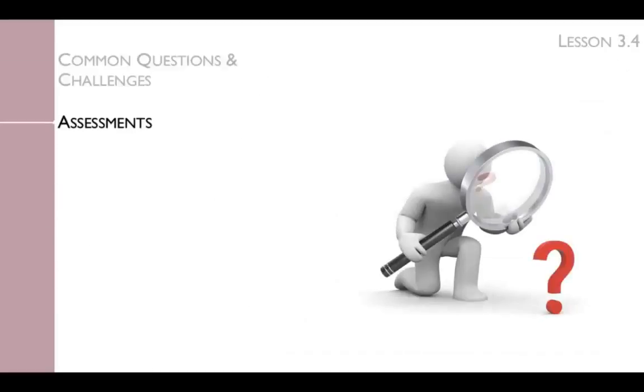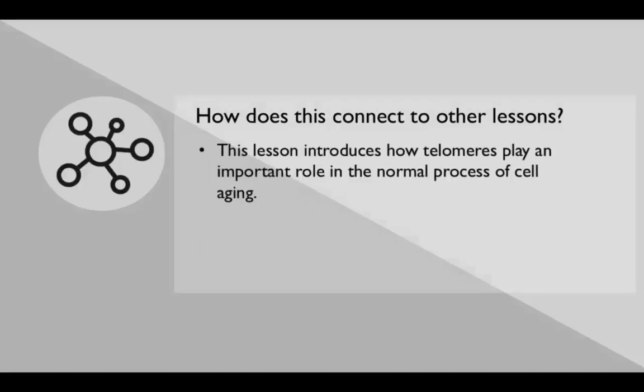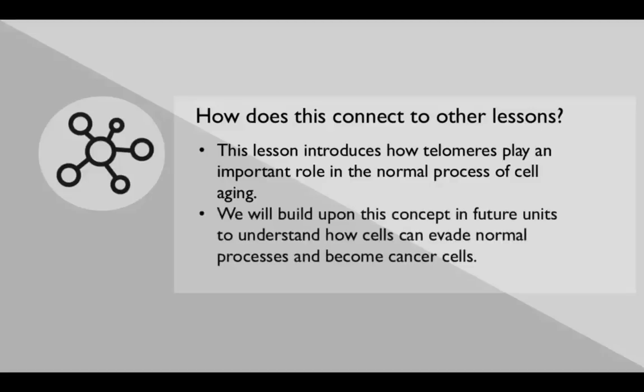At the end of the lesson, collect the lesson worksheets to assess students' explanations of the function of telomerase when it is normally expressed and how its expression changes in cancer. This lesson introduces how telomeres play an important role in the normal process of cell aging. We will build upon this concept in future units to understand how cells can evade normal processes and become cancer cells.